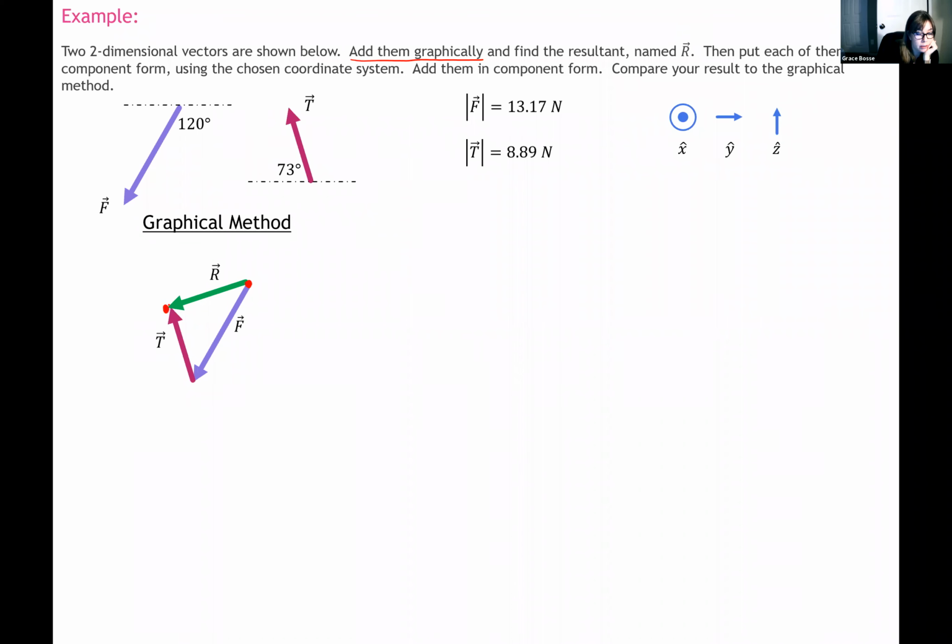That is my resultant. Notice that the resultant is not tip to tail. It is tail to tail and tip to tip because it is the sum. So vector r equals f plus t. So that is vector r right there.